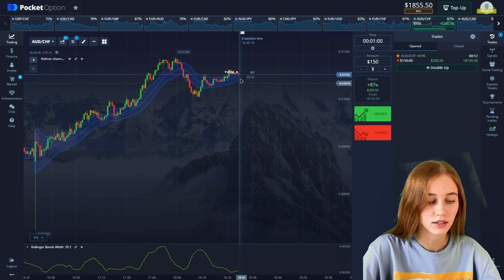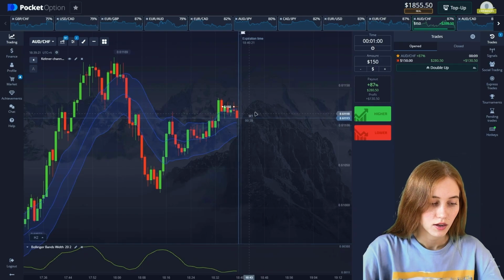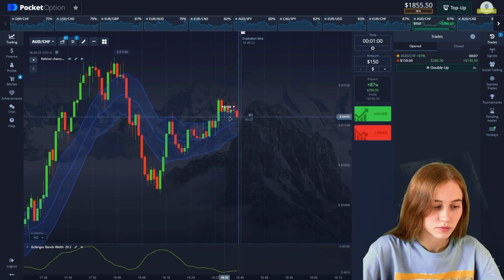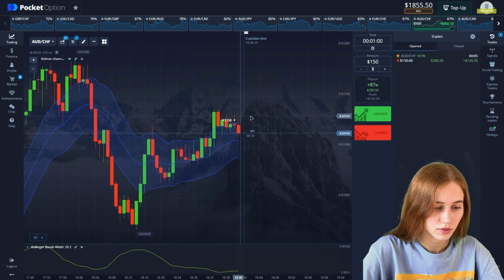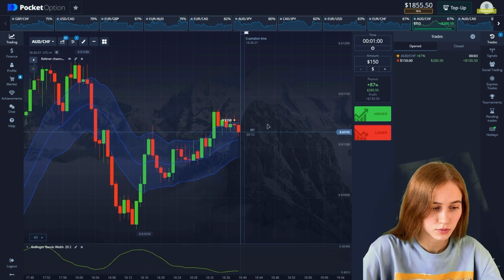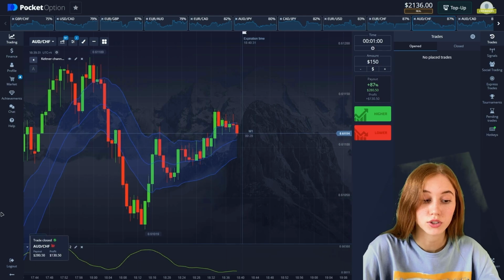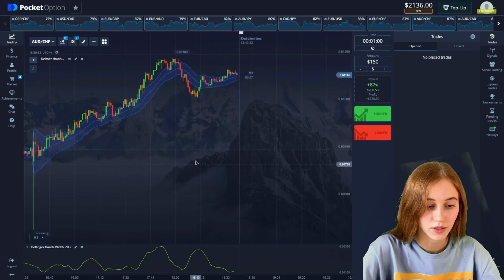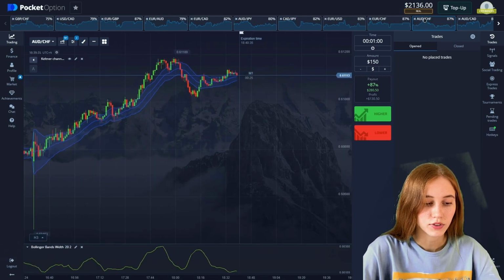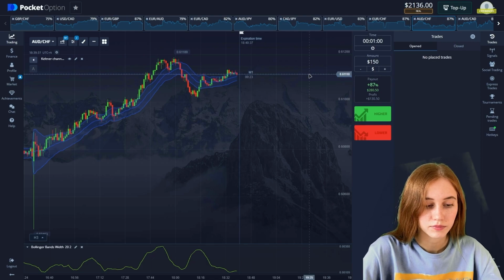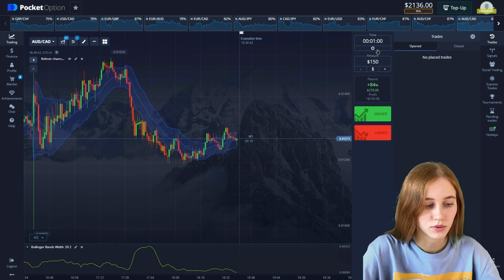12 seconds left until the end of the deal. Let's zoom. 2 more. And the deal should close in plus. Yeah. Profit is $130. The balance is already more than $2,000.